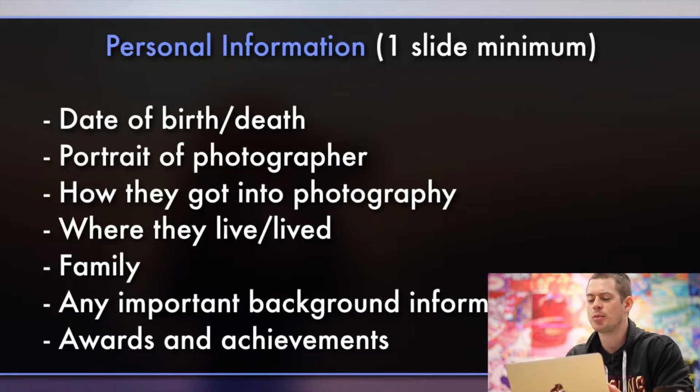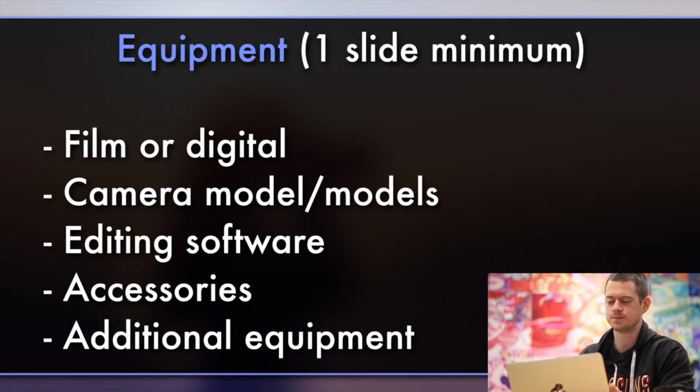But I'm looking for things like, when were they born? When did they die? Where did they live? What was their family like? How did they grow up? How did they get into photography? Things like that. Any other important background information as well you can include.